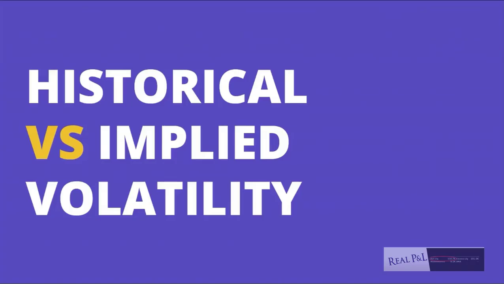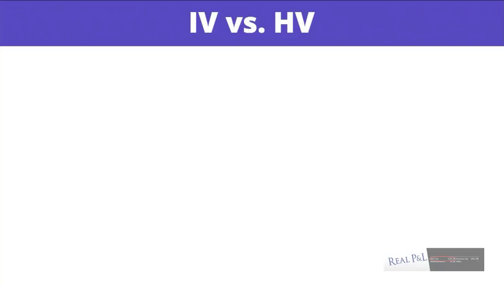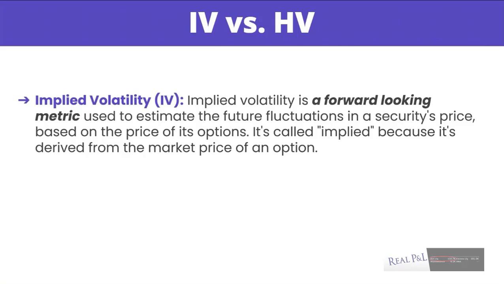Now, historical versus implied volatility. IV versus HV. IV, implied volatility, is a forward-looking metric, as we've talked about here, and it's used to estimate the future fluctuations in a security's price based on the price of its options. It's called implied because it's derived from the market price of an option. We don't really know what it is. It's more of an estimate.